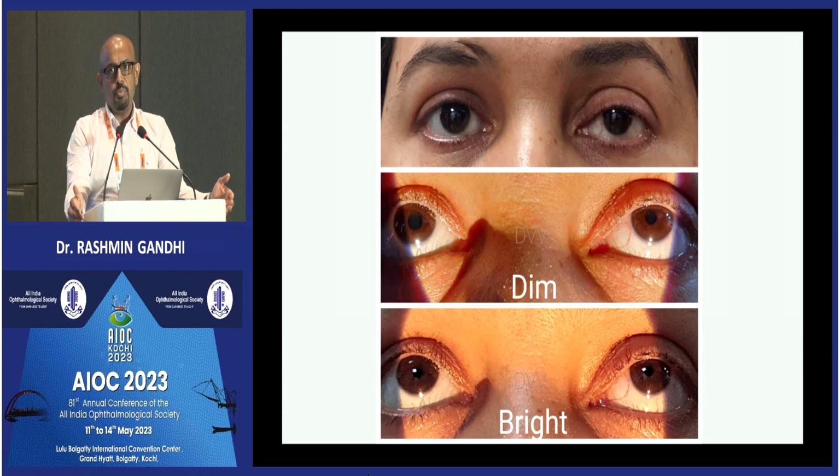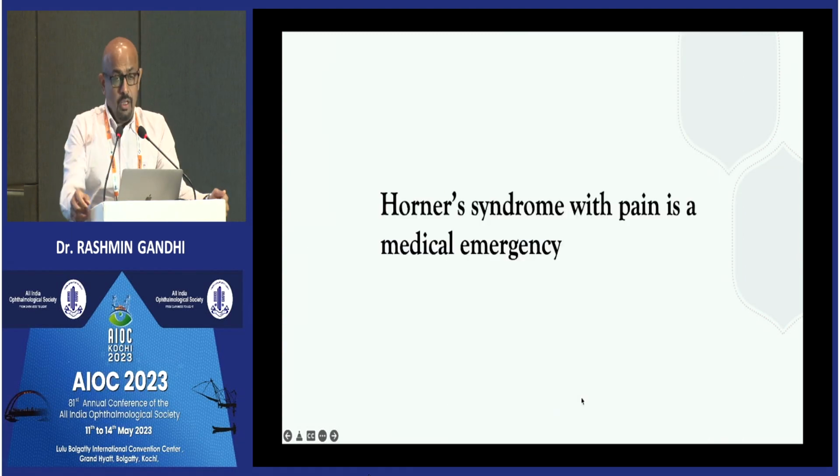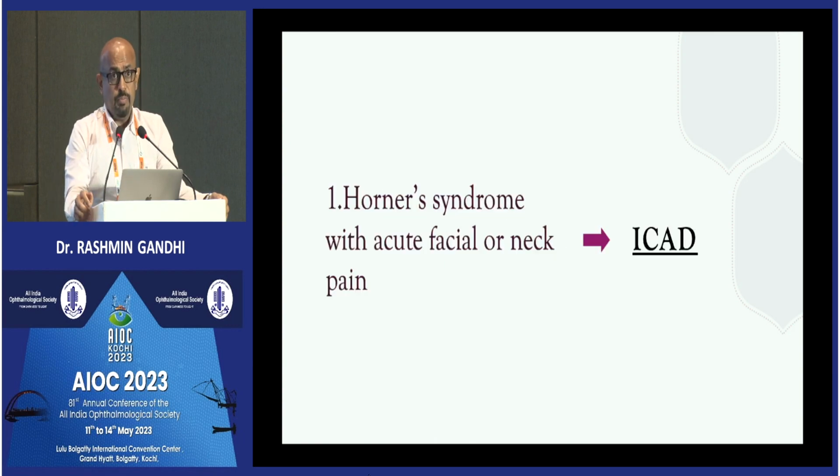Now why is it important for us to know? Because a lot of these patients can come to us with vague or severe complaints of headache or neck ache. Let's look at it in a little more detail. This is another example of a patient with the left pupil being smaller than the right pupil. Remember, Horner syndrome with pain is a medical emergency. And why is that? The pain can be in different parts of the head or neck. With Horner syndrome and acute facial or neck pain, the patient might be harboring a carotid artery dissection.